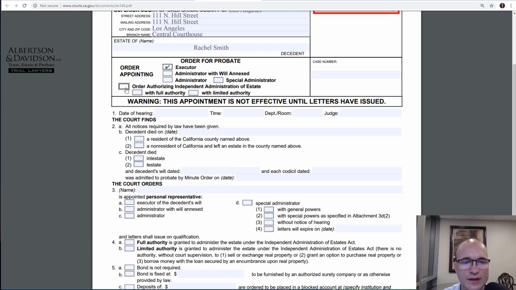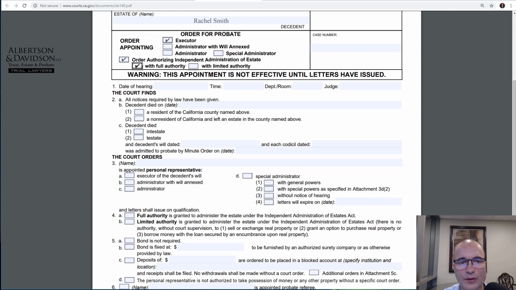And then you're going to select whether or not the court approved an order authorizing independent administration of the estate, either with full authority or limited authority. So if you're submitting a petition where you ask for this, then you should check it in the order as well. If you've already had a hearing and the court has granted this, then obviously you will want to check these two boxes. And then you're going to put in the date of the hearing.